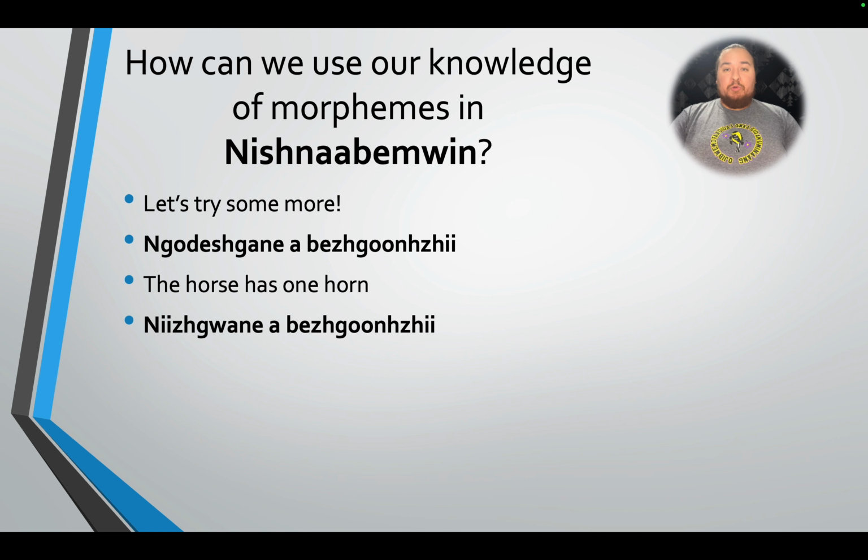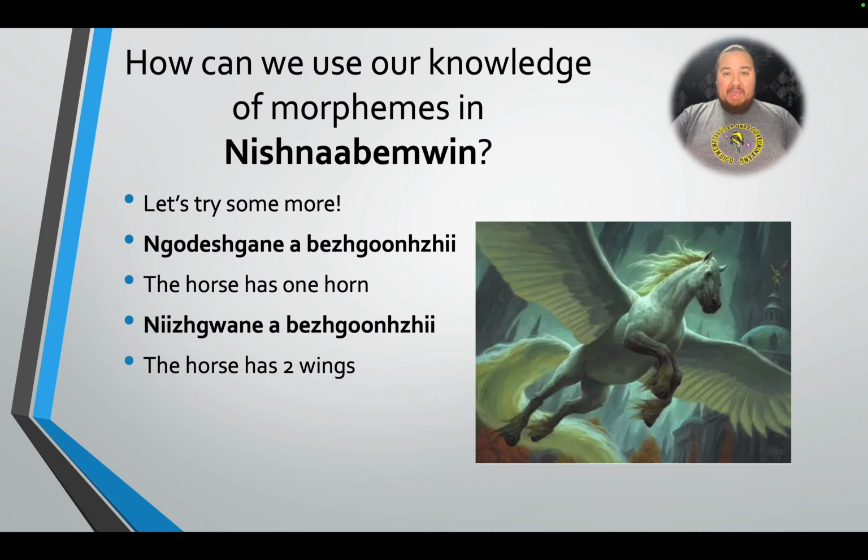So, nijgwane abeshgonji. Again, we're talking about a horse. Nij means 2. Guan refers to wings. So the horse has 2 wings. What kind of horse has 2 wings? A Pegasus.